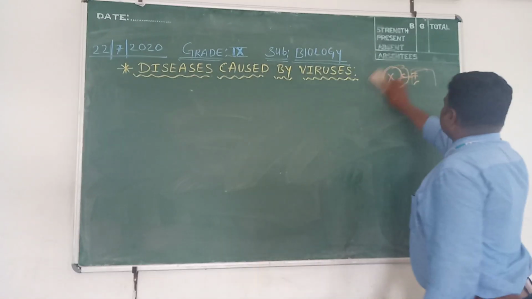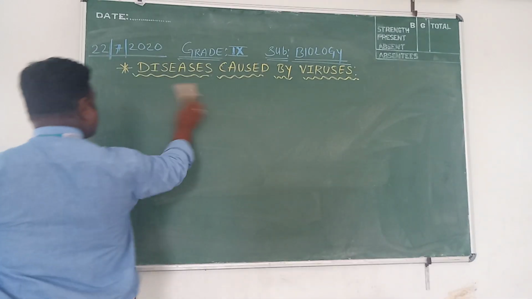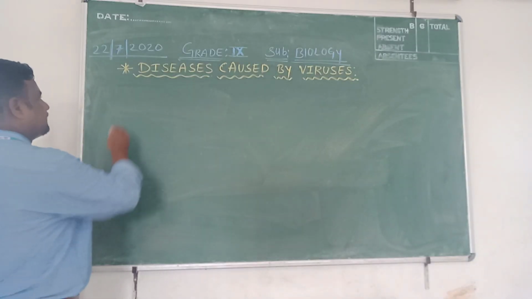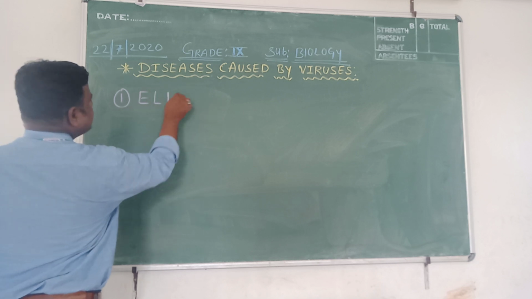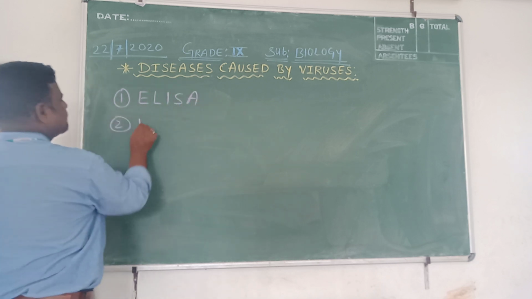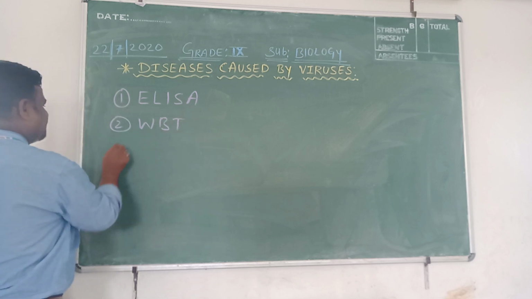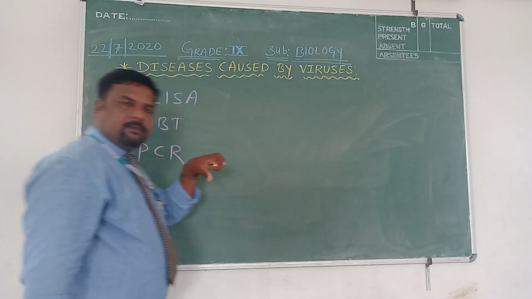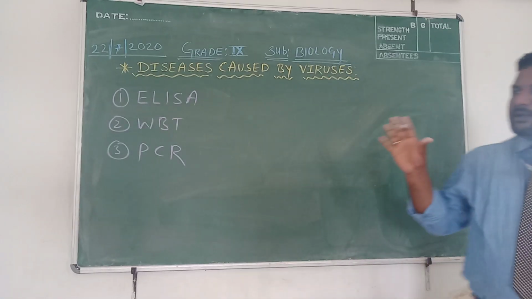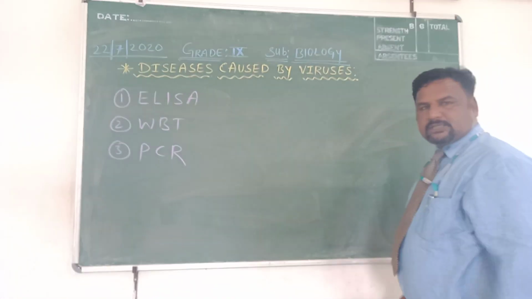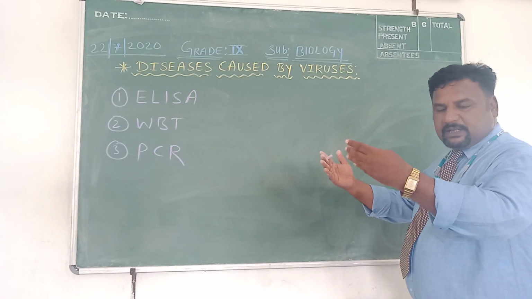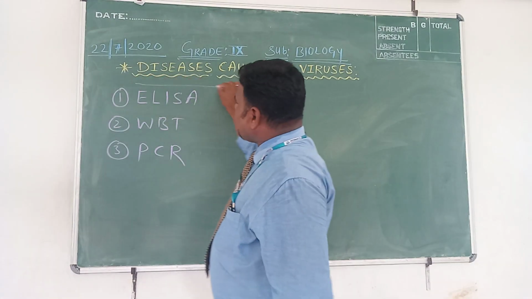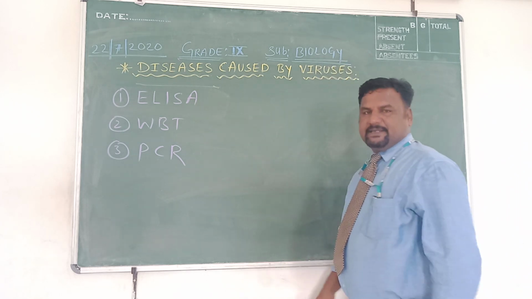What are the clinical diagnostic tests available? The first one we can take is ELISA, number 2 WBT, and number 3 PCR. These three are pathological tests available in the market to know the status of positive or negative. If you approach a doctor, whether we want to know the status, whether one has AIDS or not, these are commonly done clinical, pathological tests in the pathological lab.